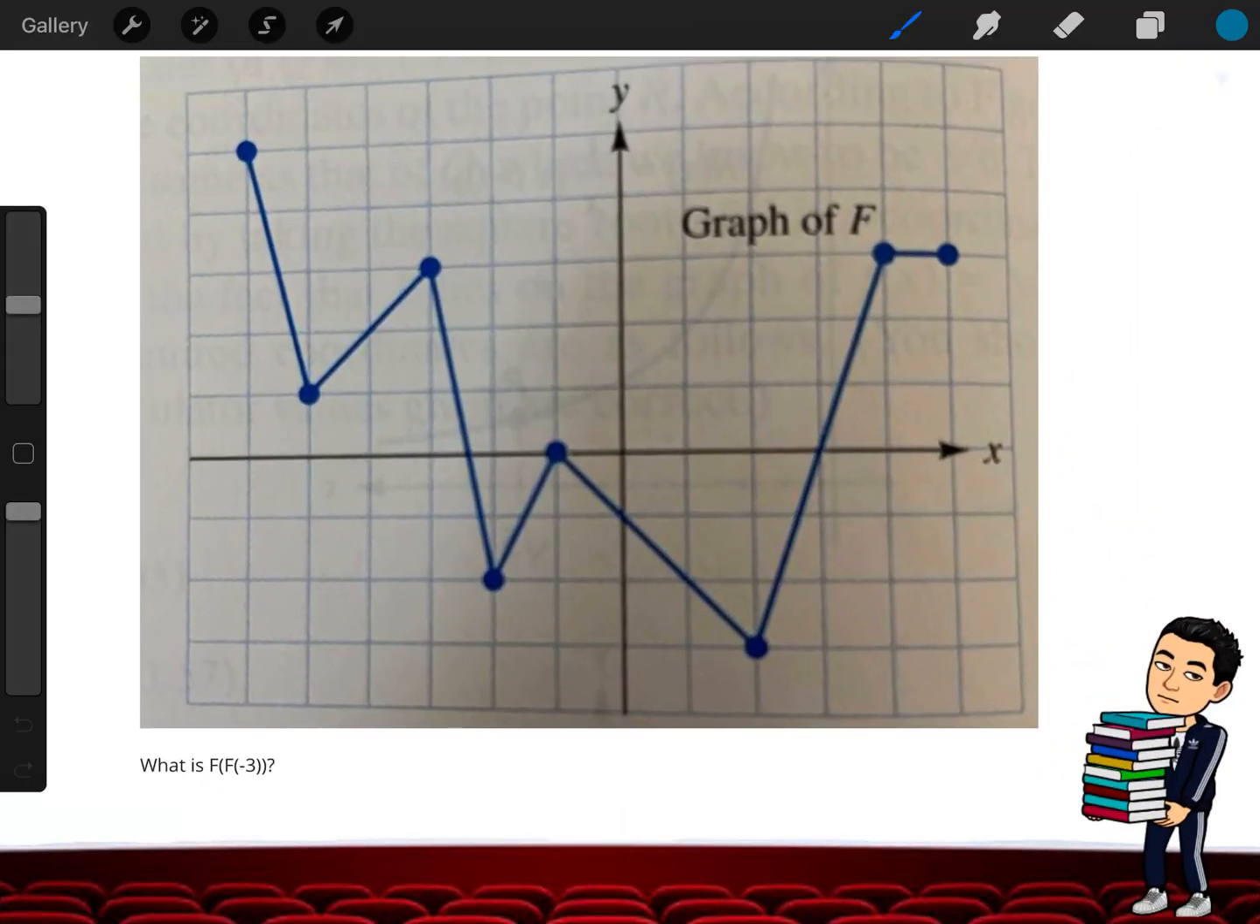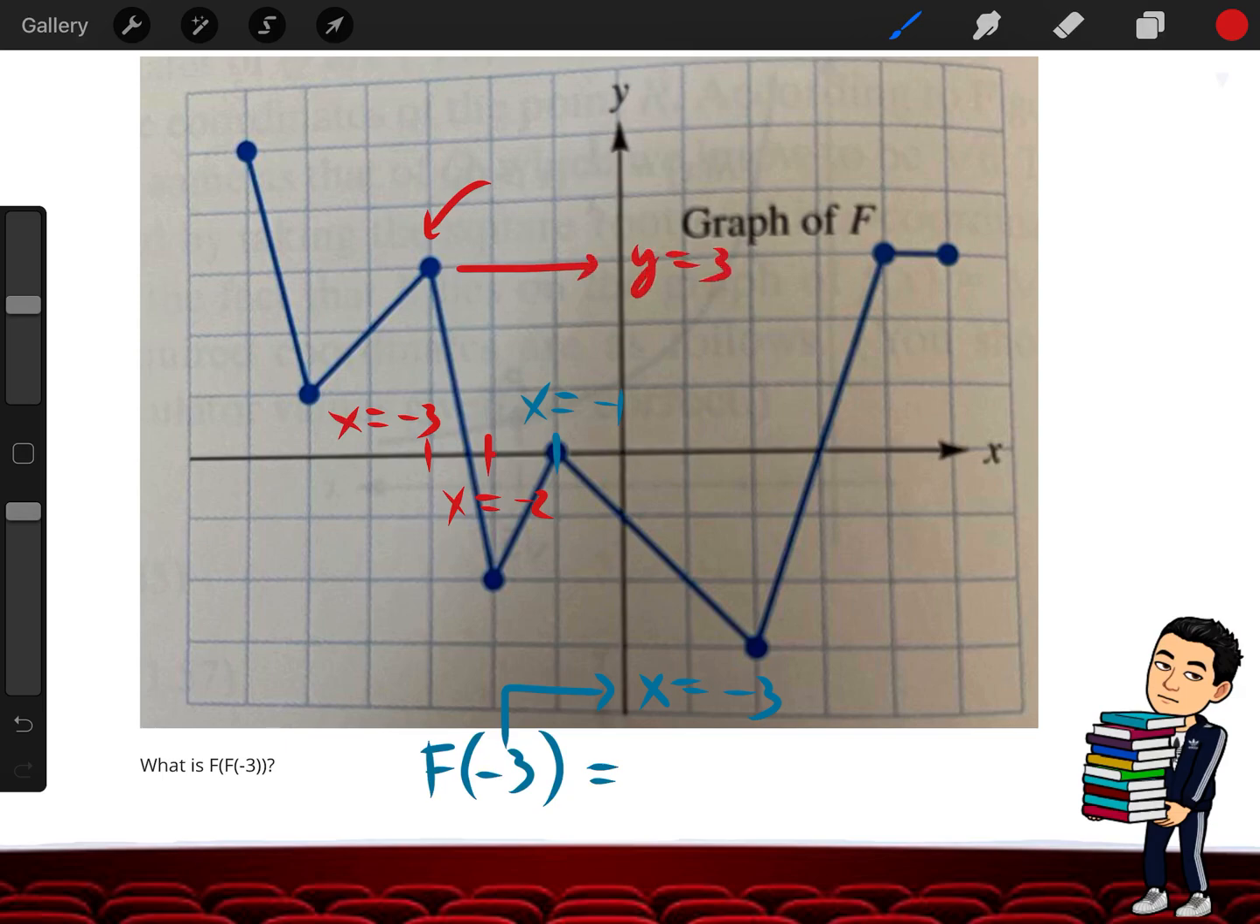So what is f of negative 3? Look at f of negative 3. This is basically saying x is equal to negative 3. What does y equal? This is where x equals negative 1, this is where x equals negative 2, and this is where x equals negative 3. The point is going to be where y equals 3. So f of negative 3 equals 3. Okay, so you can rewrite this as f of 3.